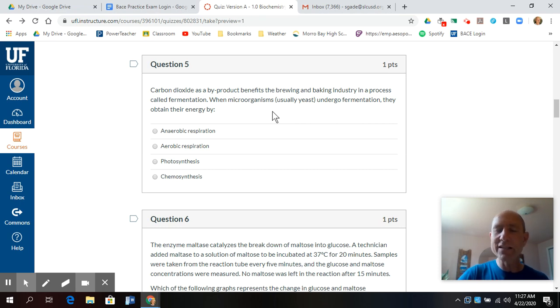And when yeast are inside of a beer bottle making beer, or deep inside like a lump of dough, they run out of air and they switch from aerobic respiration to anaerobic respiration. So both of these suckers are actually kind of right, but this is the better answer, anaerobic respiration.